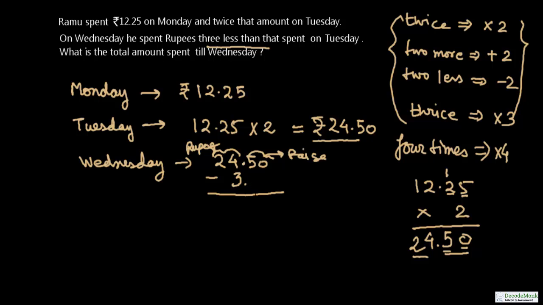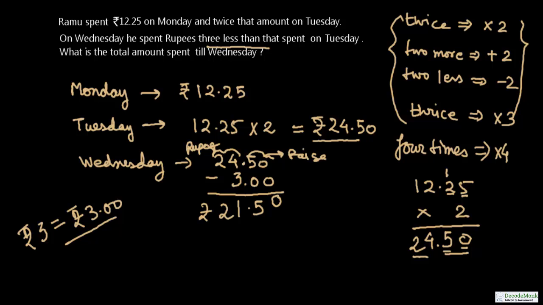So rupees 3 is equal to rupees 3.00. So 3.00. Now you subtract this. 5 minus 0 is 5. 4 minus 3 is 1 and 2. So this much amount of money is spent on Wednesday.